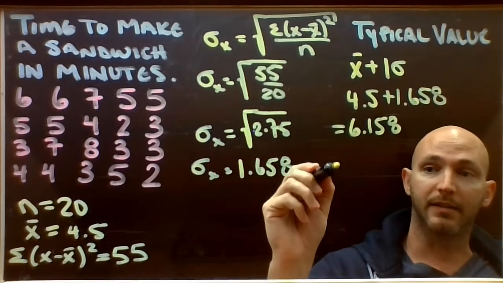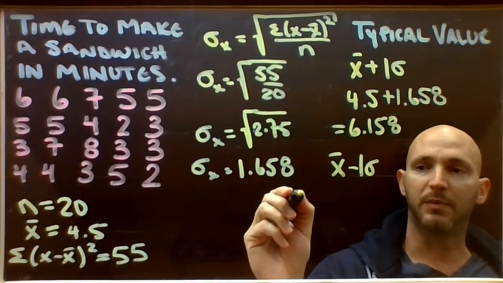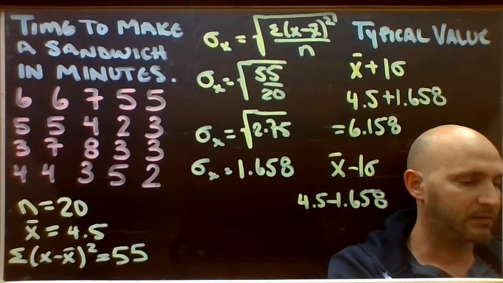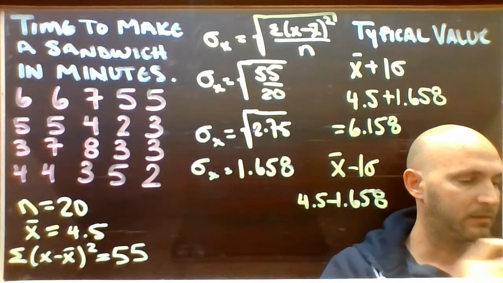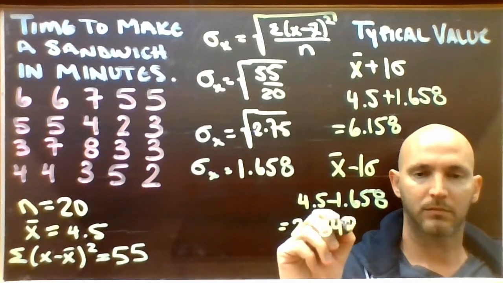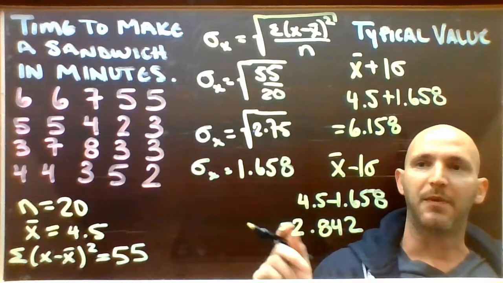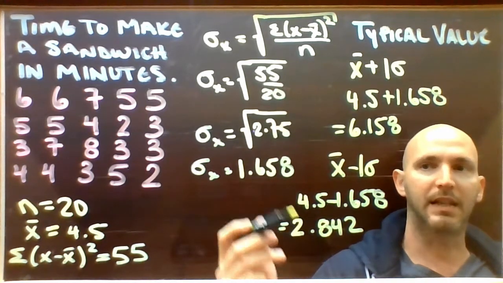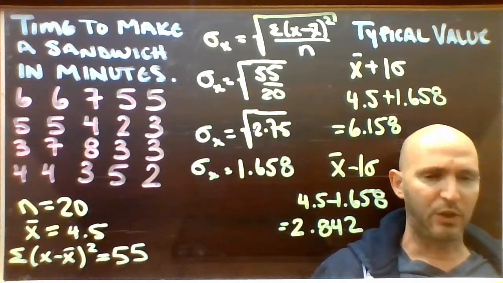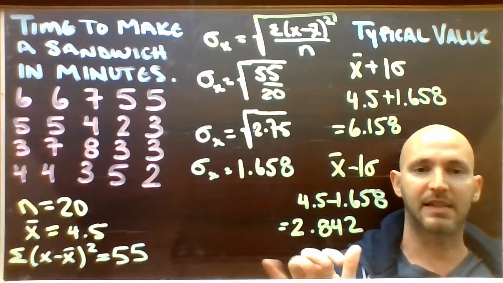Then, if I want to do the low end, instead of adding the standard deviation, I'm going to take it away. So that would be 4.5 minus 1.658, which gives me 2.842. So you've just calculated, based on a sample of this person's behavior while making sandwiches, that they take typically between 2.8 minutes and 6.158 minutes. Let's just, for ease of language, call it 3 and 6. So when you set this person to making someone's lunch for them, they get their order, they start to make the sandwich, and it takes them between 3 and 6 minutes to do it.